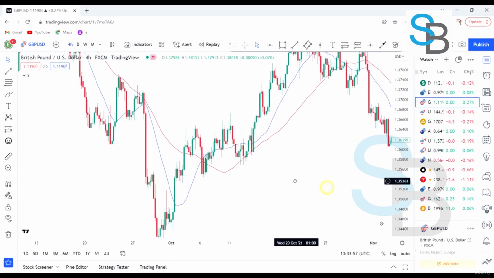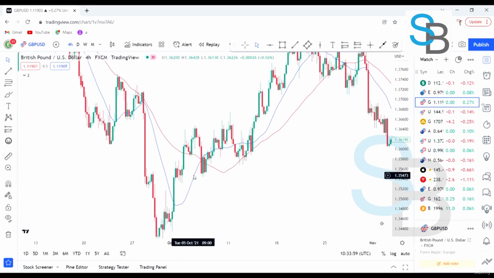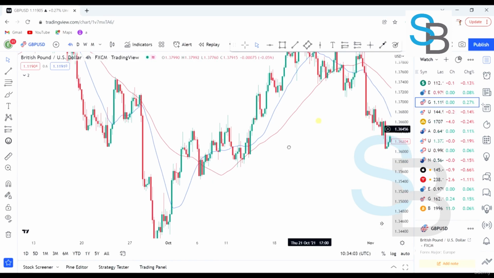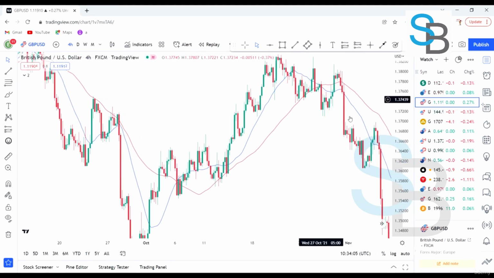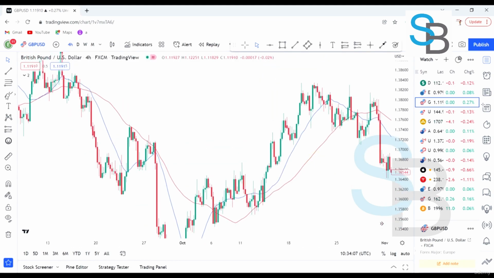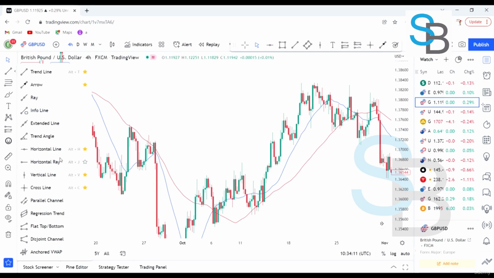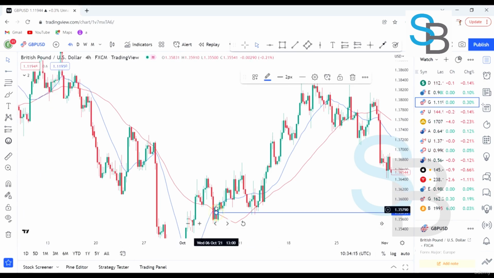So like I was saying before, some traders will say when this one crosses above this one, they buy. Then when this one crosses below this one, they sell. And if you follow it that way, you tend to see that it might give you quite a good win rate.